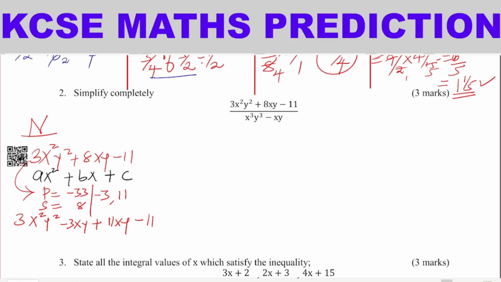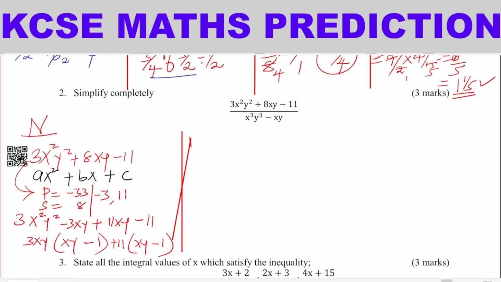3x squared y squared minus 3xy. Between these two, what is common? 3xy is common. So you remain with xy, subtract 1. And then between 11xy and negative 11, you notice plus 11 is common. So you have xy, subtract 1. After doing that, this one will simplify to 3x... Now moving from here.